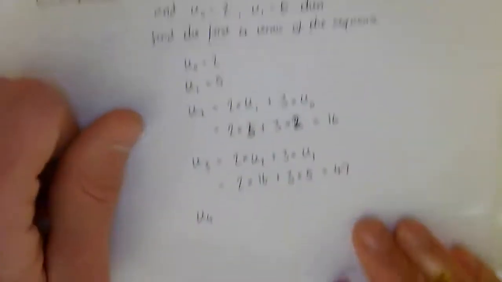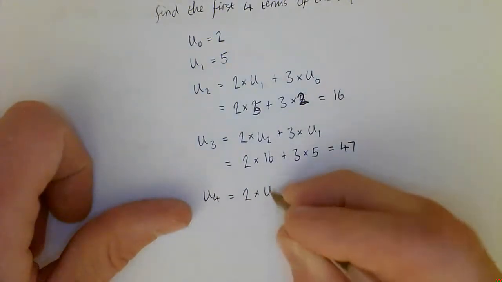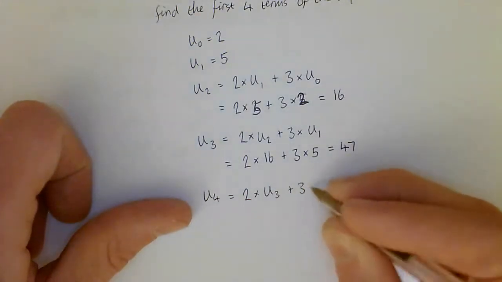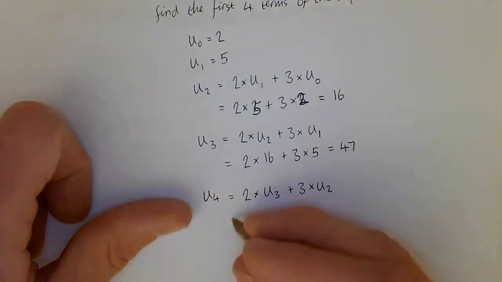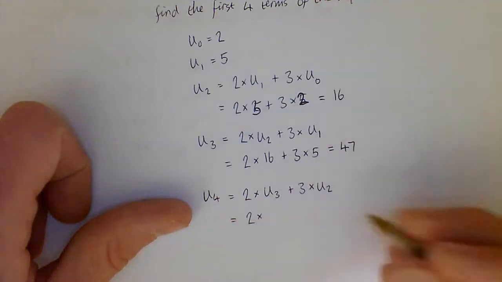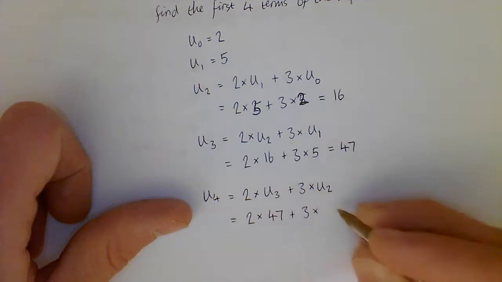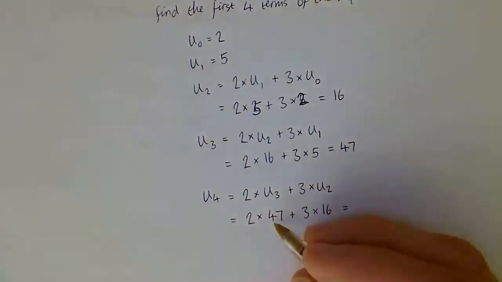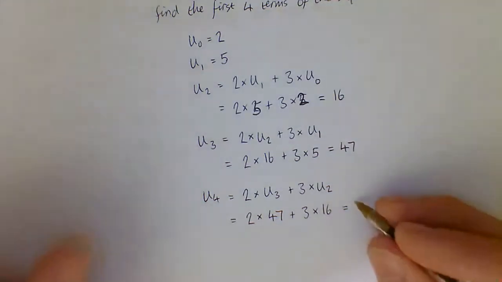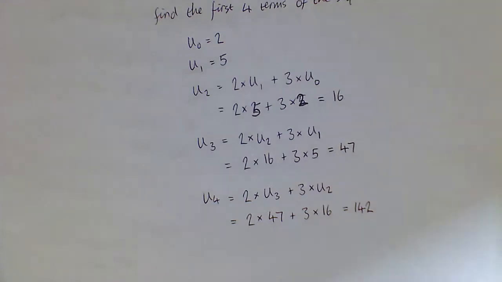Finally, we're asked for the first 4 terms. So U4 is equal to 2 times the previous term, which is U3, plus 3 times the term before that, which is U2. So then we have 2 times U3, which was 47, and U2 was 16. So that is 2 times 47 plus 3 times 16, which I believe is 142. Yeah, 142. And so we've generated our sequence.